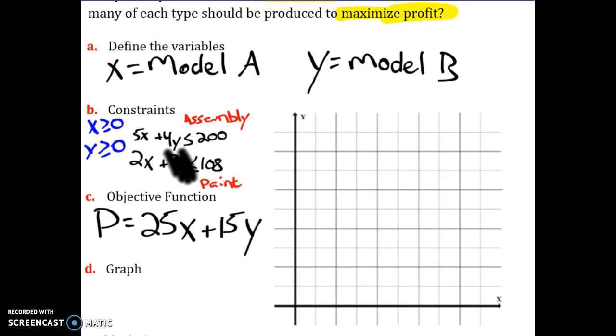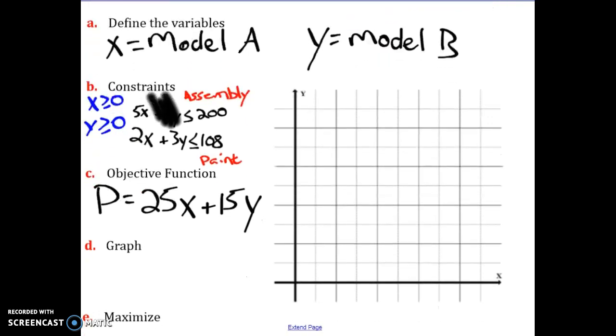If I do the same thing down here, if 2x is equal to 108, then I have an x-intercept at 54. Over here, 3y equals 108. I can get my y-intercept there as well. So what I'm going to do is start graphing this with my intercepts.